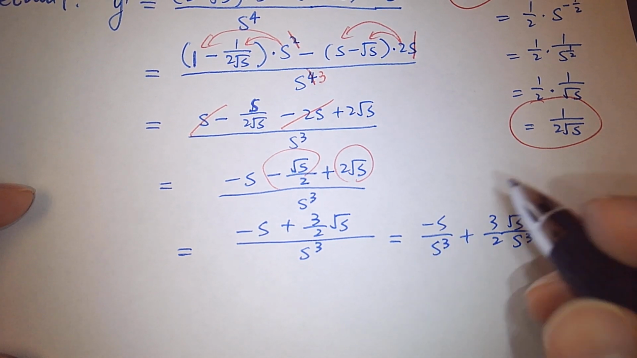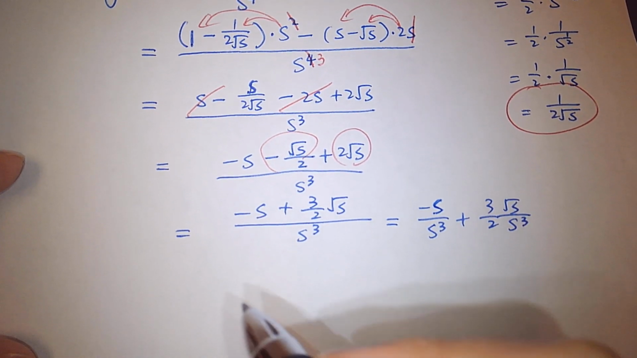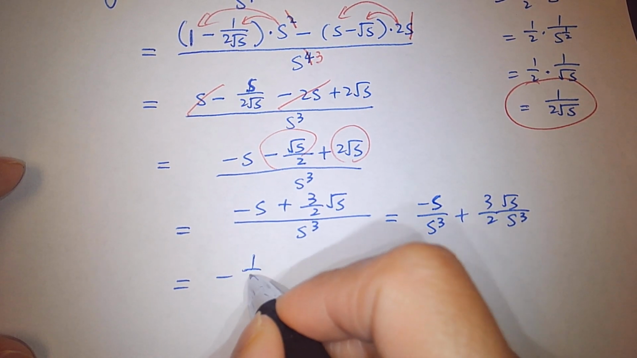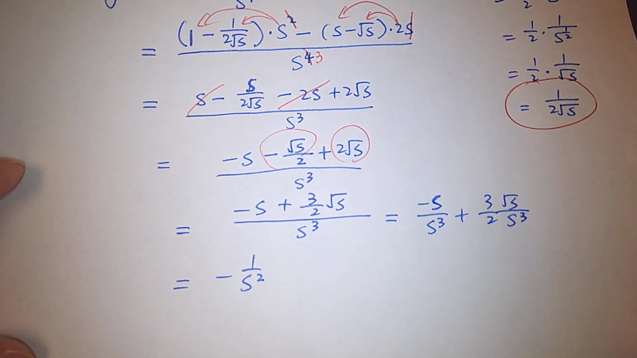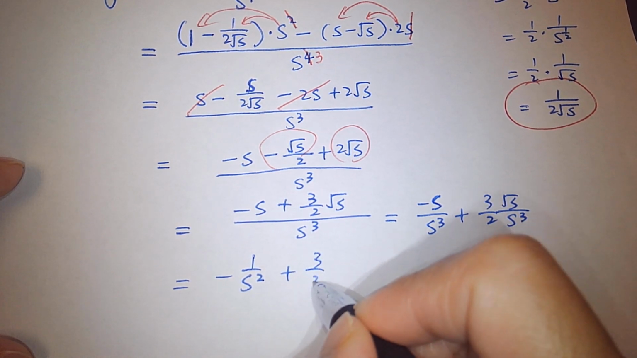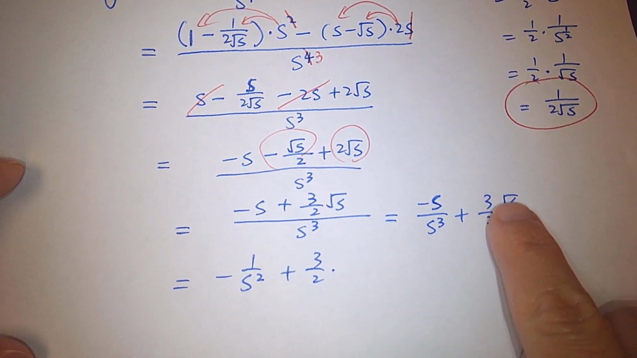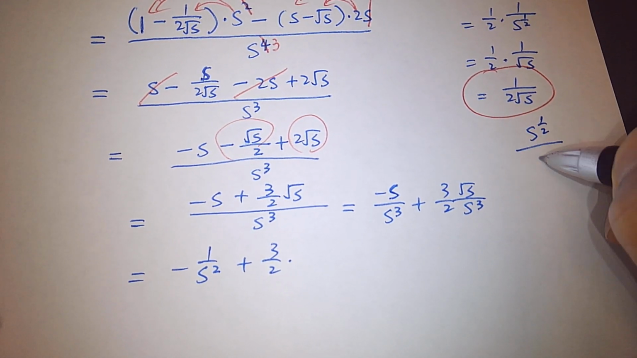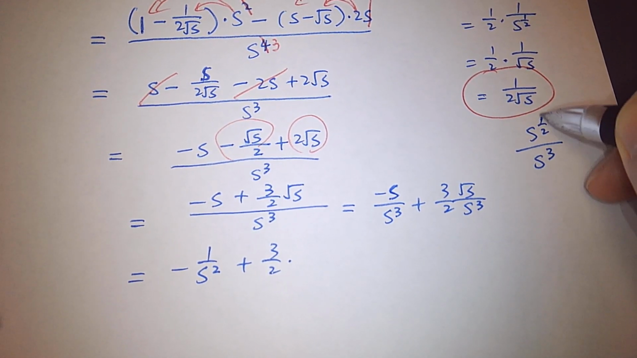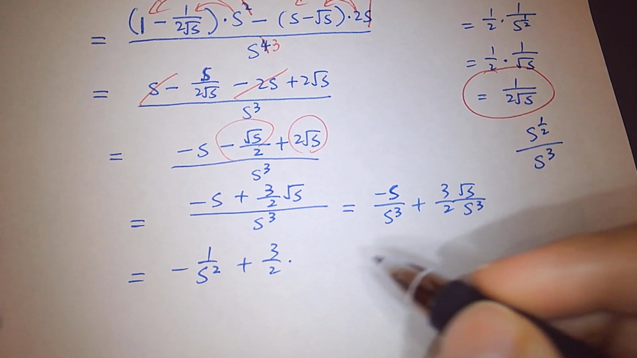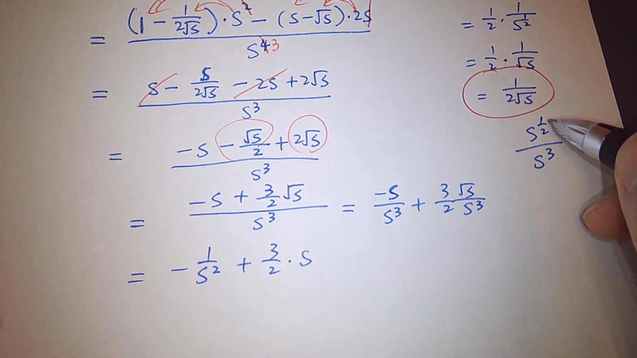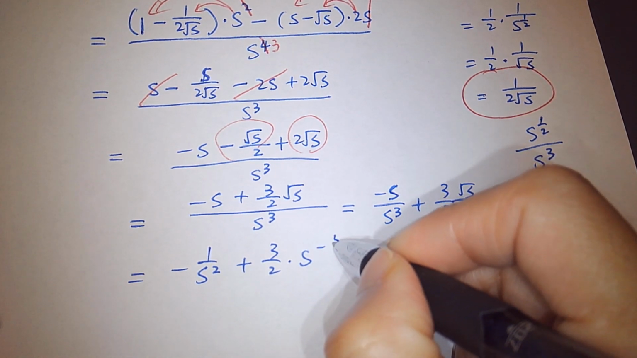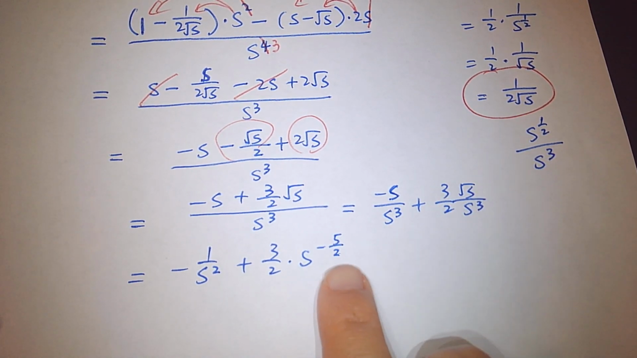Okay? And then can we simplify these two terms? What is s over s to the cube? 1 over s to the second. And then plus 3 over 2. This is square root of s, which is s to the 1/2, divided by s to the 3. Keep the same base: 1/2 minus 3 gives us negative 5 over 2.